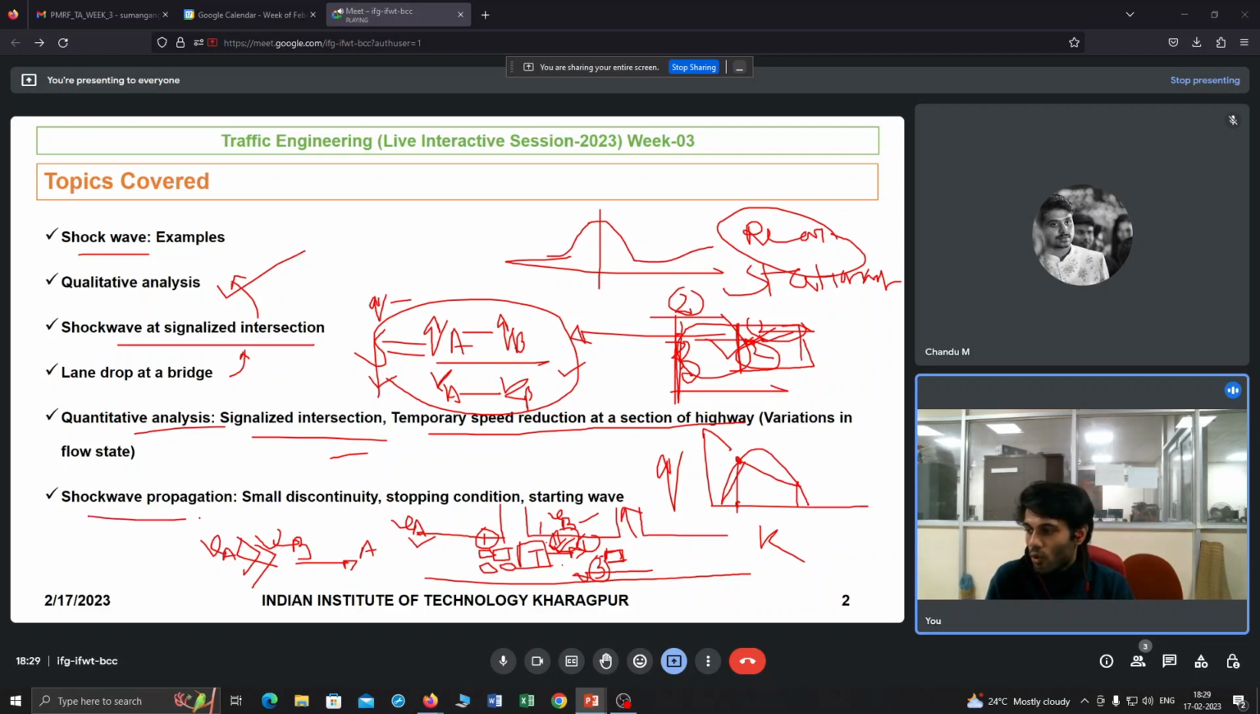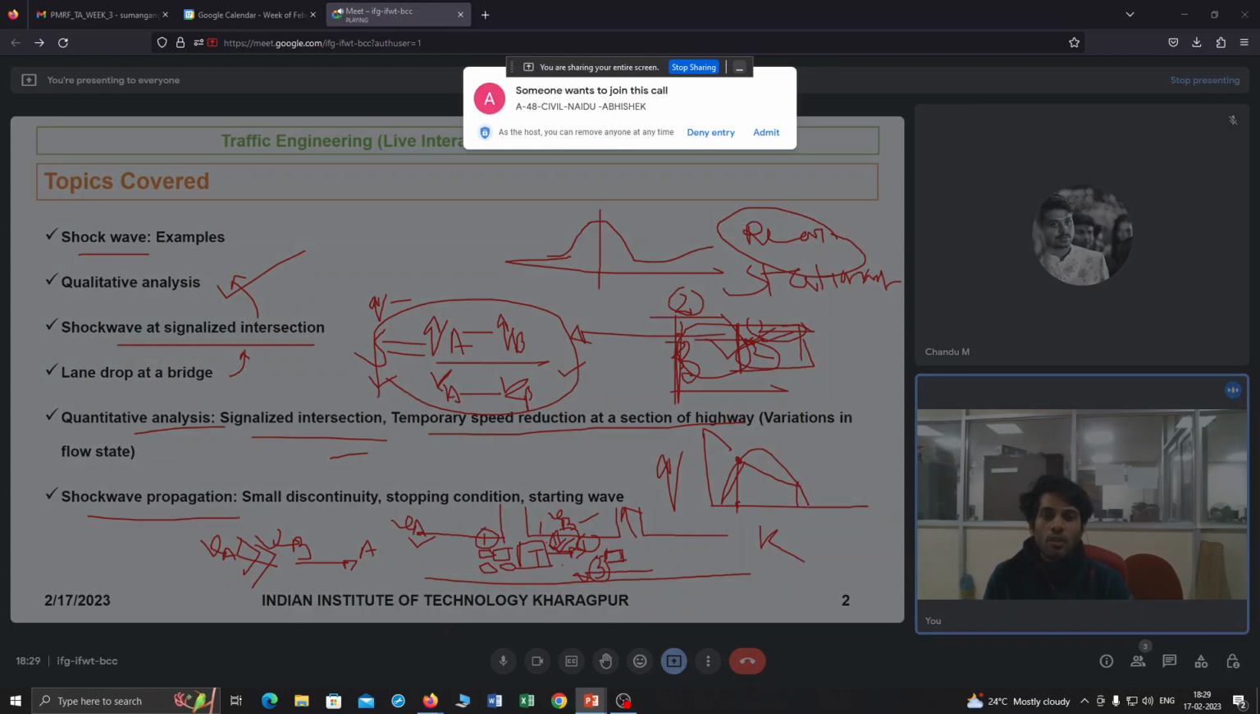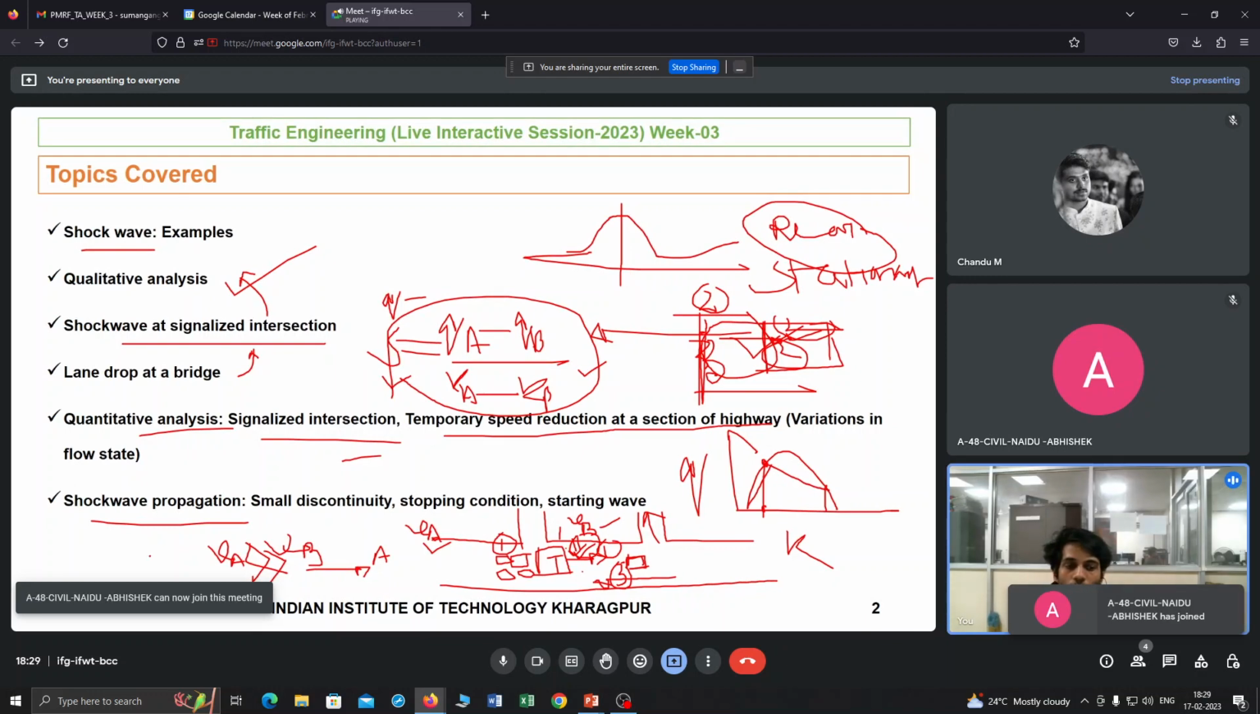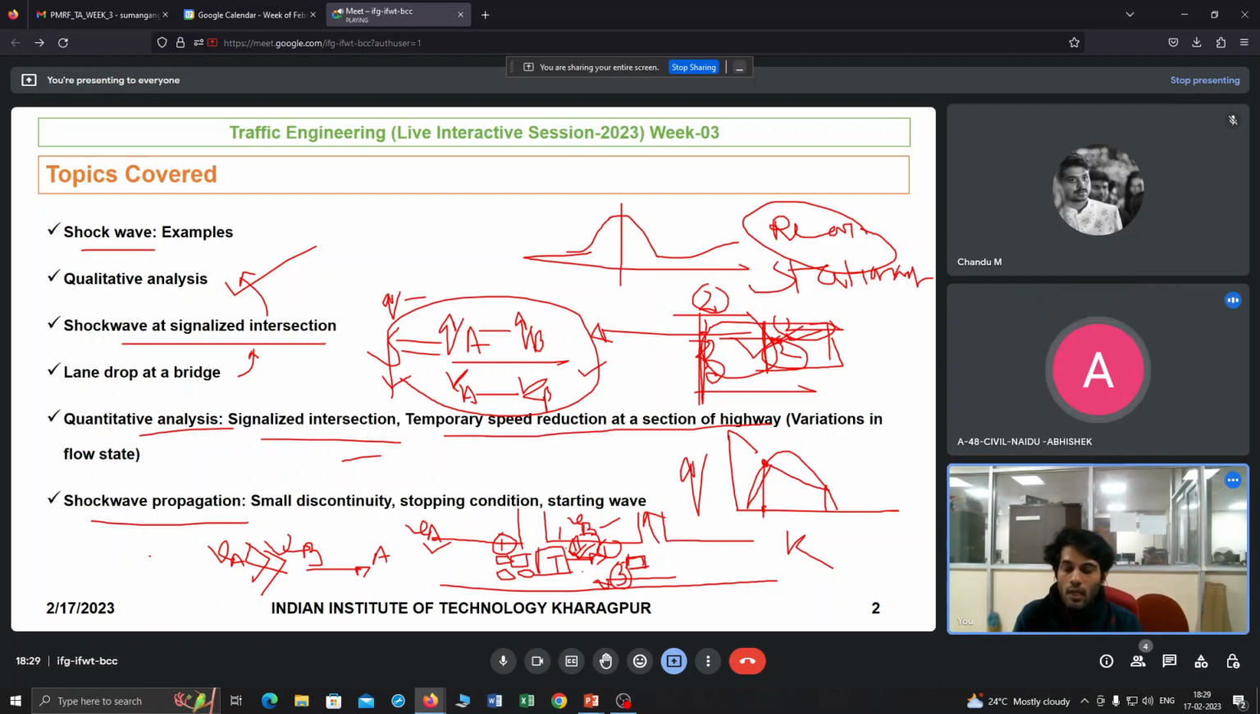Now in the case of shock wave propagation, you know that you can calculate the shock wave at each scenario, right? At each scenario you can calculate the speed of the shock wave. But it may not be possible every time because of the complexity that you need to analyze each flow state individually and then calculate it, right? So in that case we can use some kind of shock wave propagation theory, so that we can simplify those models and directly get the output.